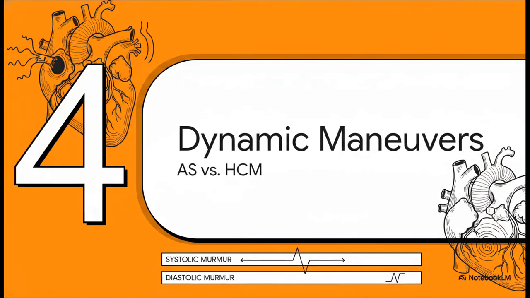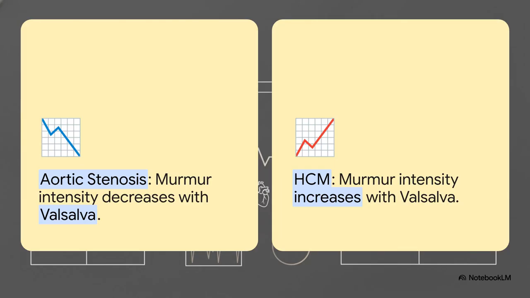Section 4. Dynamic Maneuvers, AS versus HCM. Board exams absolutely love to test the differences between similar presentations, right? So let's contrast aortic stenosis with hypertrophic cardiomyopathy. Both of these feature a systolic murmur, but they behave very differently under stress.